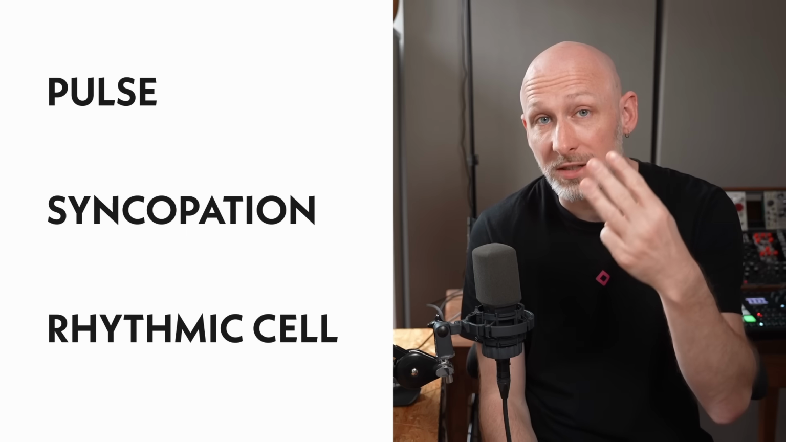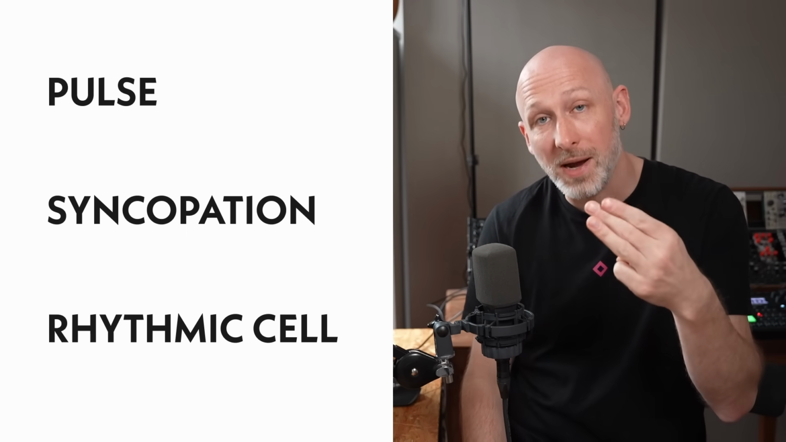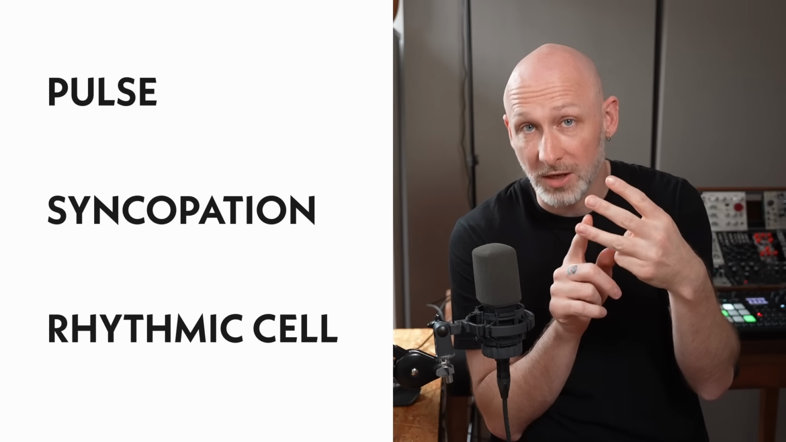And no matter which strategy you use, I want you to keep the following concepts in your mind. I want you to think of the pulse, the syncopation, and the rhythmic cell. These are 3 concepts that whenever you get confused in terms of sequencing, remind yourself what you're doing in terms of these concepts, and everything's going to fall into place. I'll do, of course, a dedicated video on these concepts, but let's get into the 9 types of sequencing.